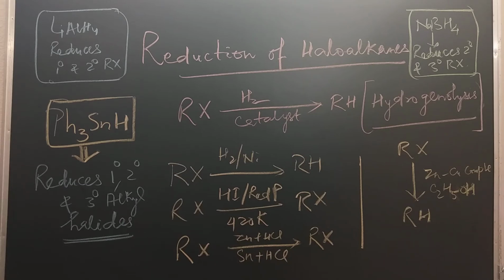Some other reducing agents can also be used during this process, like hydroiodic acid in the presence of red phosphorus, which also converts haloalkanes to alkane. We can take some other reagents like zinc HCl or tin HCl. When zinc HCl is used, haloalkane gets converted to alkane. Similarly, when tin HCl is used, haloalkanes get converted into alkane. We can also take zinc copper couple in ethanol, which also converts haloalkane to alkane.